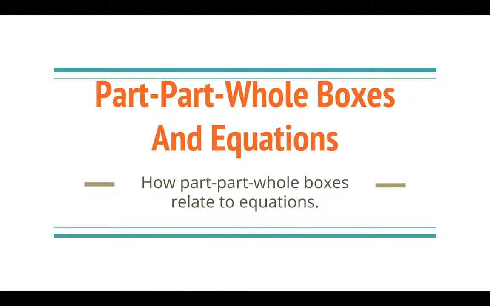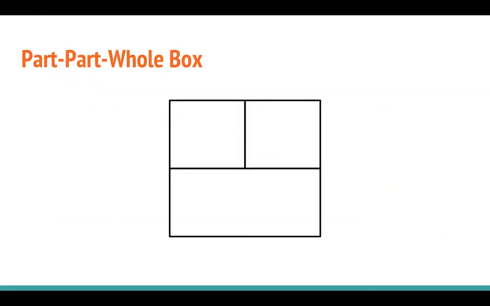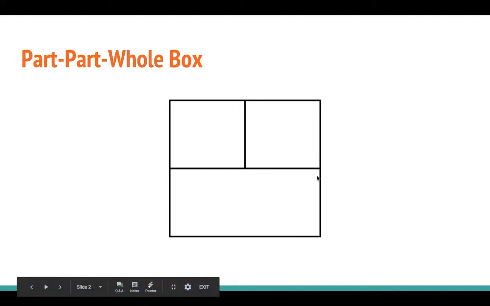Today we're going to learn about part-part whole boxes and equations, specifically how part-part whole boxes relate to equations, or how we can use equations with part-part whole boxes. This is an example of a part-part whole box. We see that there is one part here, another part here, and when you put the two parts together, they make up the same amount of space as the whole, which is down at the bottom.